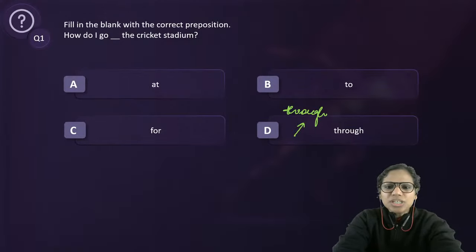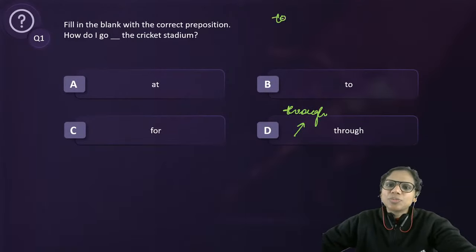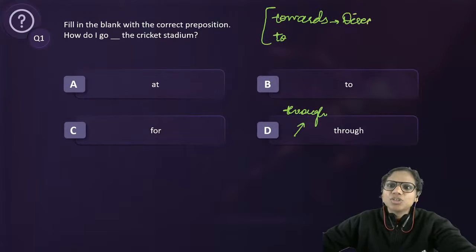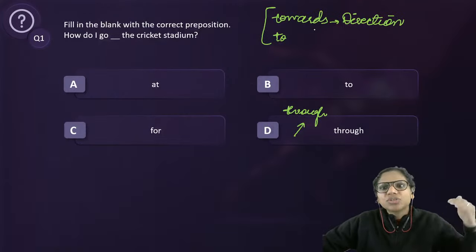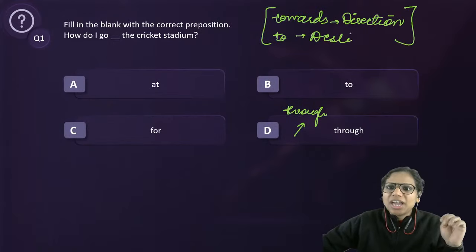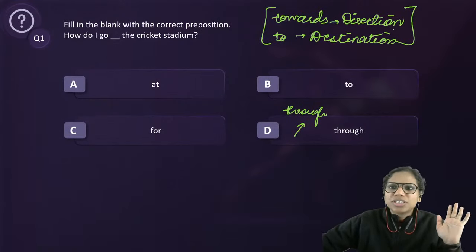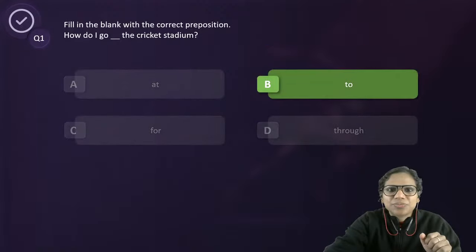Now, to is a preposition of destination. When I talk about my destination, I use the preposition to. So she is going to the market. He is going to the stadium. Towards is a preposition of direction. Sometimes students ask, what is the difference between to and towards? Towards is a preposition of direction. So if I say she is going towards his house, that means she is going in that direction, right? So direction, destination. And absolutely, to is the one that fits here out of the given options. Through does not fit, right?